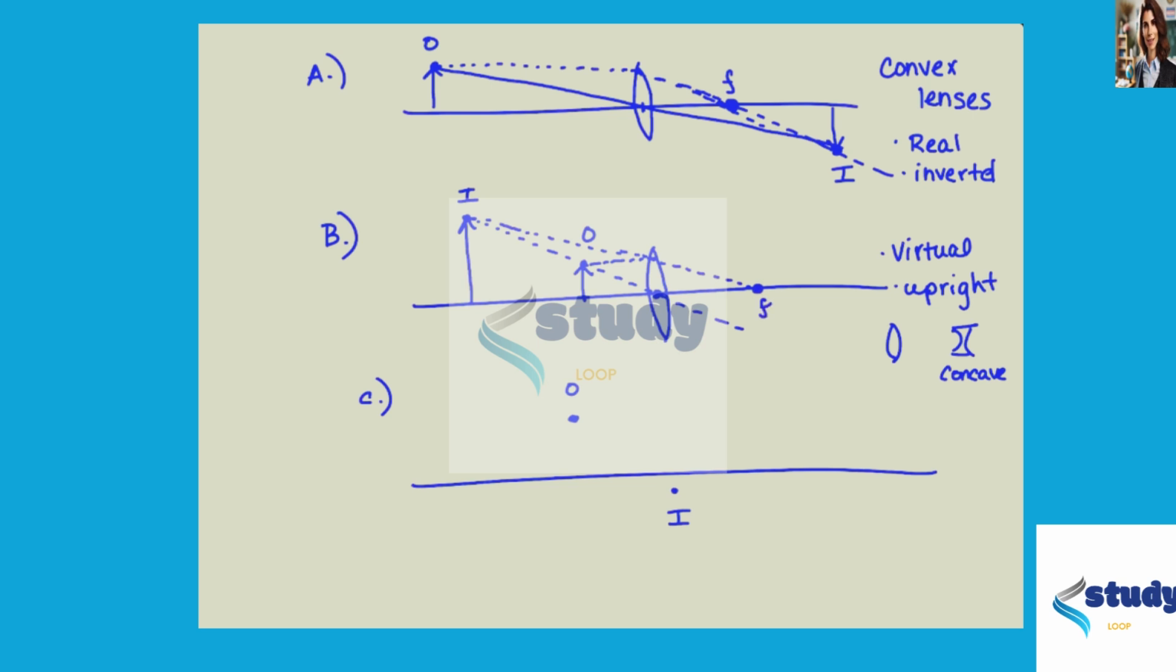Again, since this is a convex lens, I know my focal has to be positive. It has to be on the right-hand side of my lens. And if I tried to do this with a focal on the left-hand side, I wouldn't have produced this particular type of image.